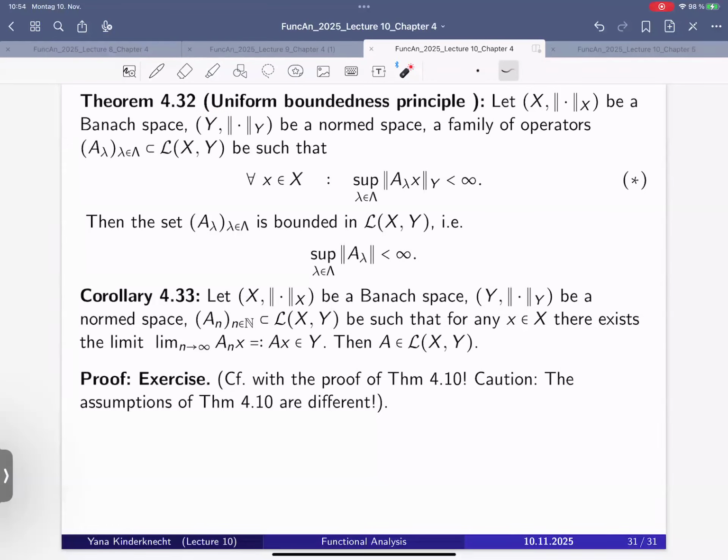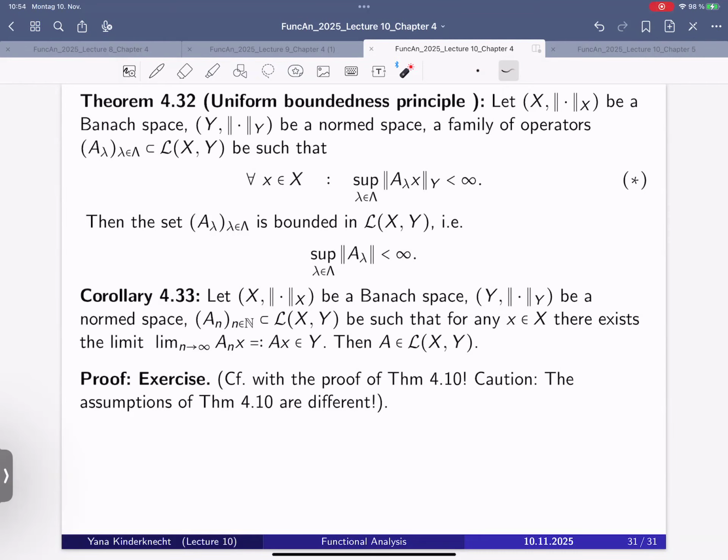Some people call this uniform boundedness principle the Banach-Steinhaus theorem. But some people say that this is the uniform boundedness principle, and this corollary is the Banach-Steinhaus theorem. Actually, there are a lot of theorems proved by Banach and Steinhaus, so which of them you specify as the Banach-Steinhaus theorem is just a matter of taste.